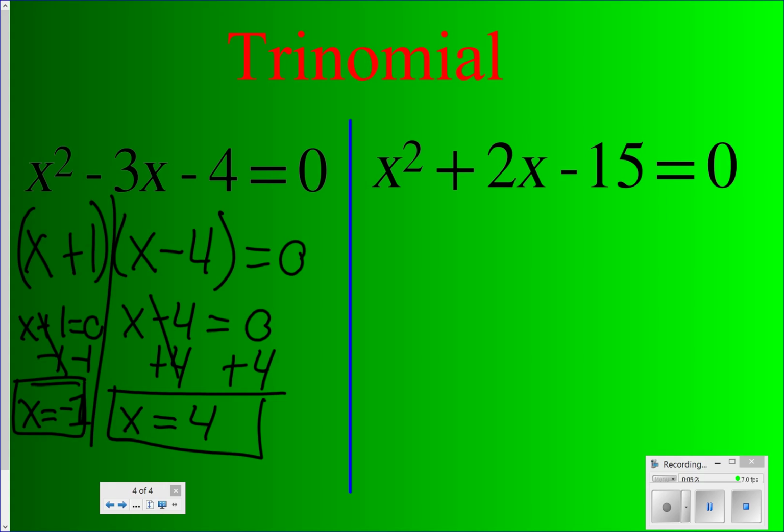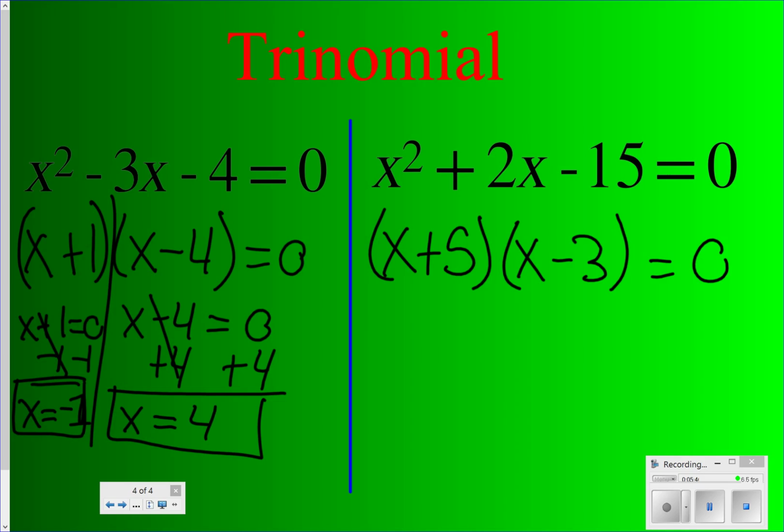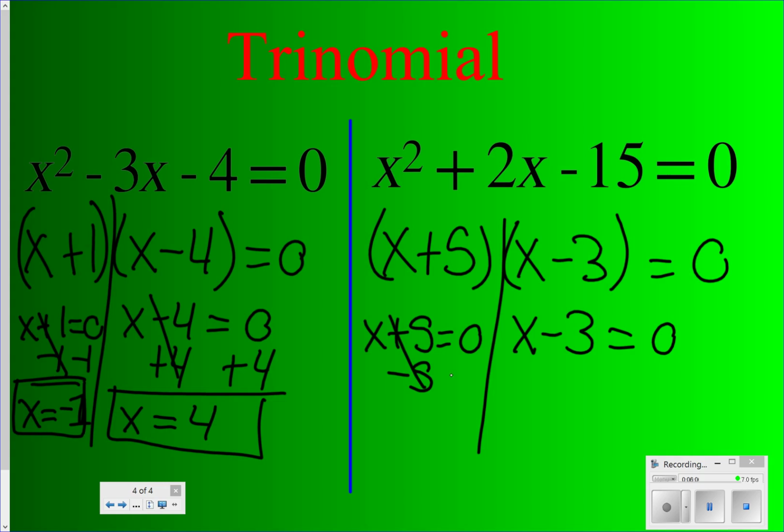In this second example, it's again set equal to 0 already for us. So we're just going to go ahead and factor it. The first factor is going to be x plus 5 in parentheses, and the second one is x minus 3 in parentheses equals 0. Now you're going to split the factors, and you're going to have x minus 3 equals 0, and x plus 5 equals 0.